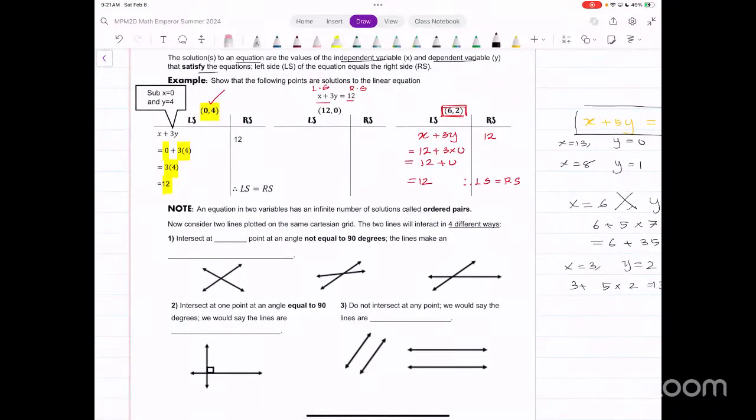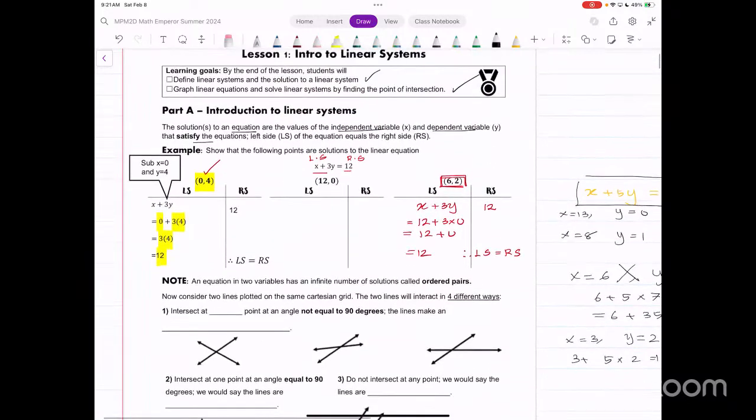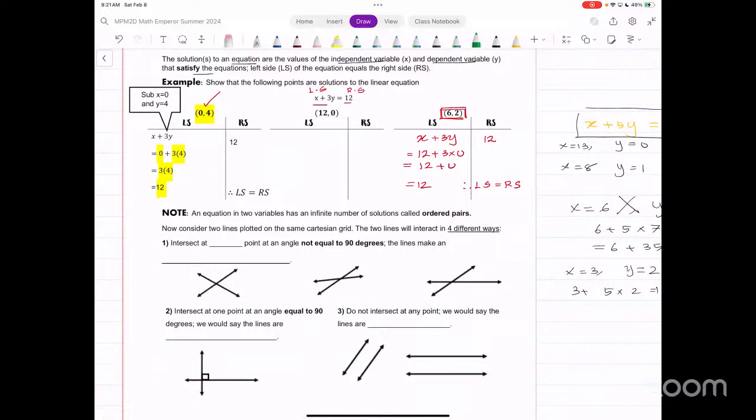An equation in two variables has an infinite number of ordered pairs. Anyone have any question with that logic? Shreya, Nisha, and Sharon? No. Now consider two lines plotted on the same Cartesian grid. The two lines will intersect in four different ways. Intersect at a point at an angle not equal to 90 degrees. So we're going back to see what are the possible options they can intersect.